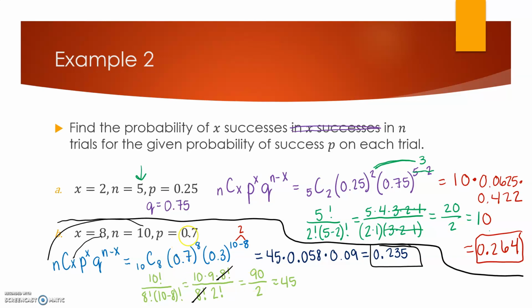Then I plugged in my 0.7 for p, and to find q, I was doing 1 minus p. I was doing 1 minus 0.7, and I got 0.3. And then I checked that my exponents did add up to be 10. They should add up to the total. When I multiply all those things together, depending on how you rounded, you may have gotten a slightly different answer, but it should have been somewhere pretty close to 0.235.